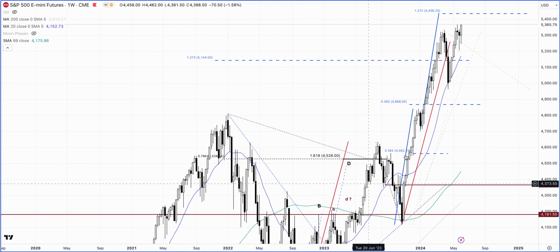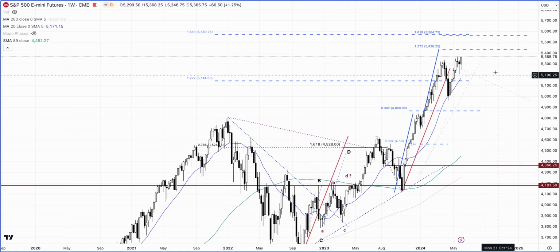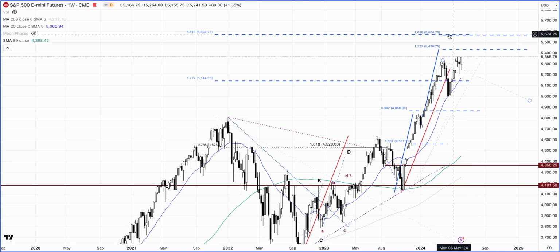A quick glance on the weekly chart. 54.36, and I believe this 55.70 is going to be a pretty strong one, because we have the 1.618 expansion of this entire 2022 bear market. And then yeah, it's going to be interesting once we get to that level.